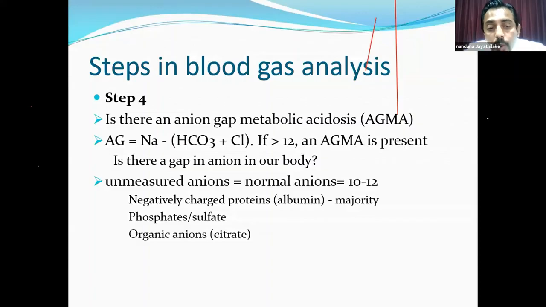The anion gap is unmeasured, as we don't measure all the anions. Normal anion gap in the calculation is around 10 to 12. These are negatively charged proteins like albumin, and phosphate, sulfate, some organic anions or citrates.